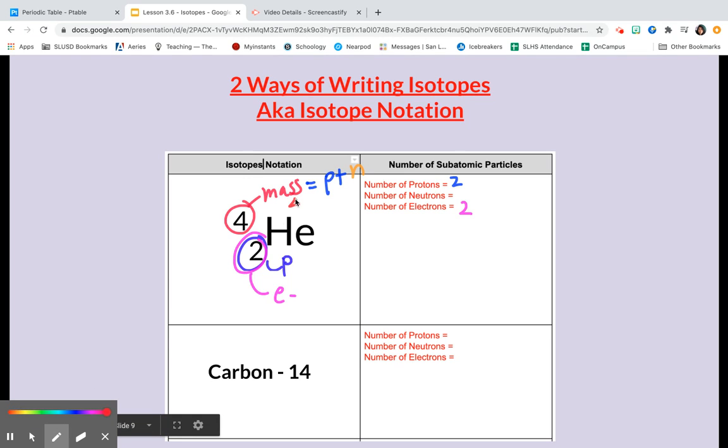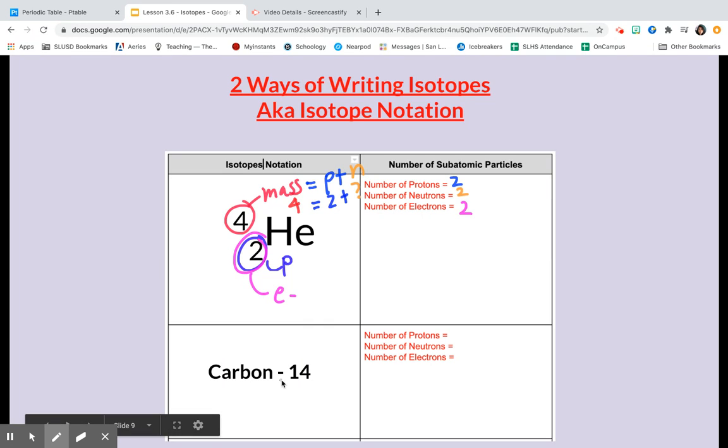So if our mass is 4 from this number, and my protons is 2 from the bottom number, 4 equals 2 plus what? Right? Or what plus 2 equals 4? Well, 2 plus 2 is going to be 4, so I'm going to have 2 neutrons. If this was too fast, feel free to go back on the previous slide where I talked about the first problem and I slowed things down.